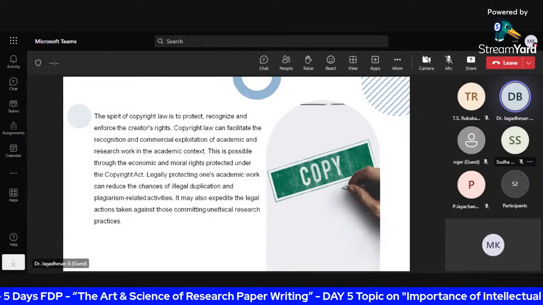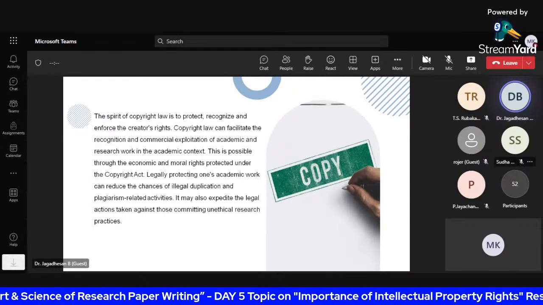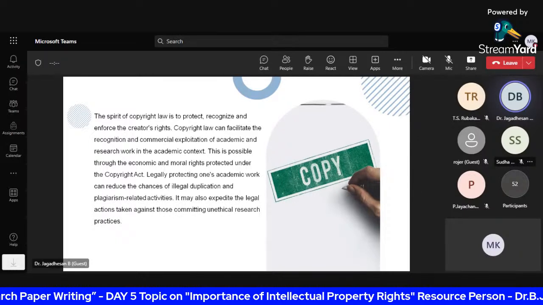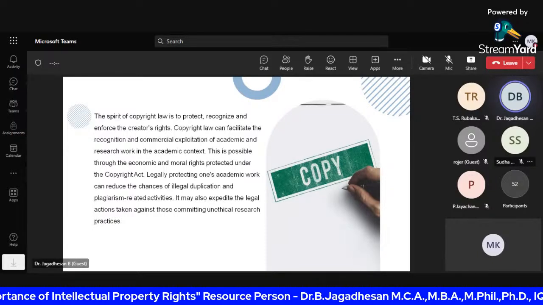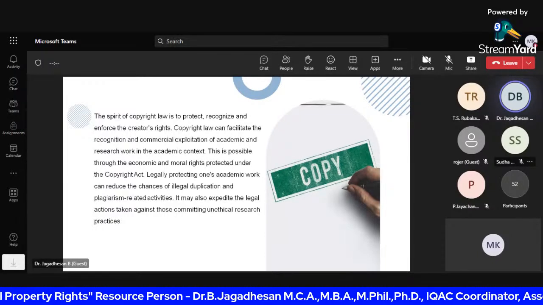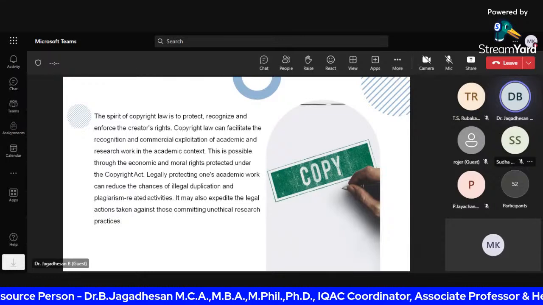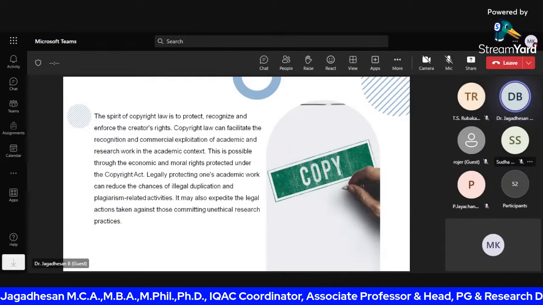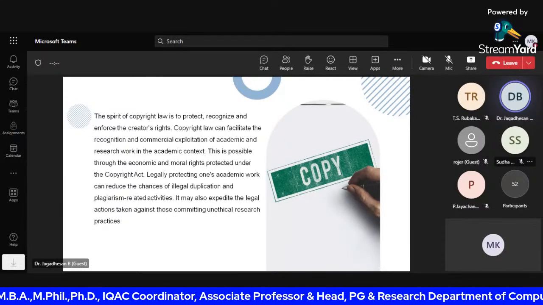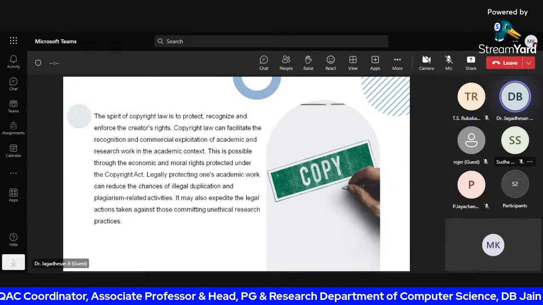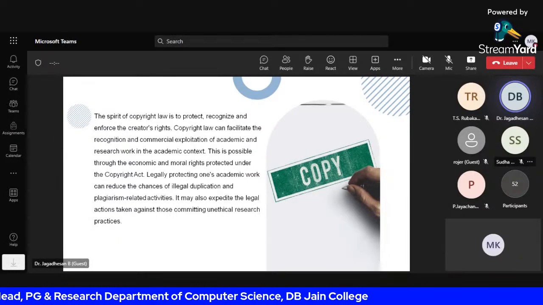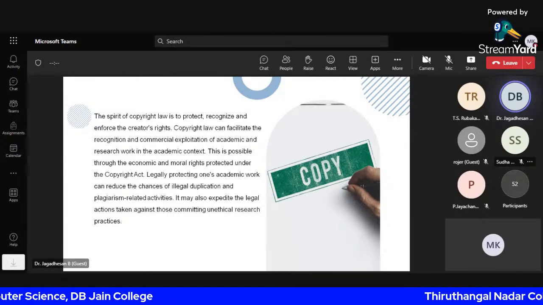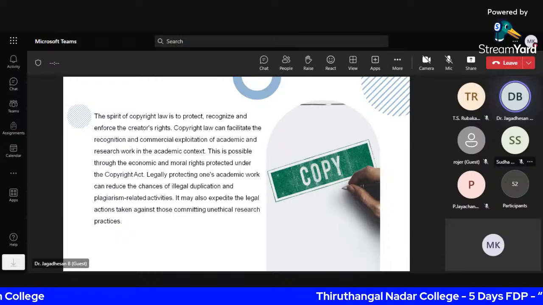We can use the source of information, but we have to acknowledge it and put the same in the reference part. At that time we will not have a copyright problem. So the Copyright Act provides that you can utilize the information for the purpose of academic research without any financial benefit, without any commercial aspect, and without any unethical research practice. At that time the copy is acceptable, adoptable and acknowledgeable.